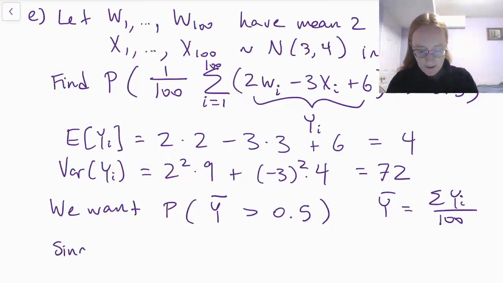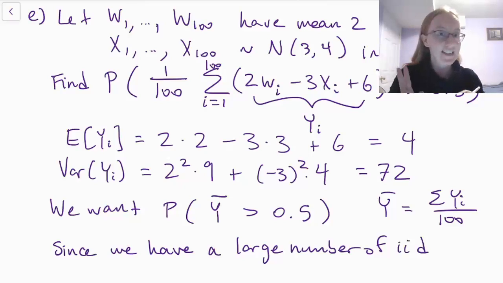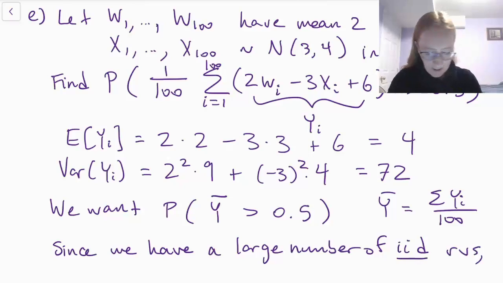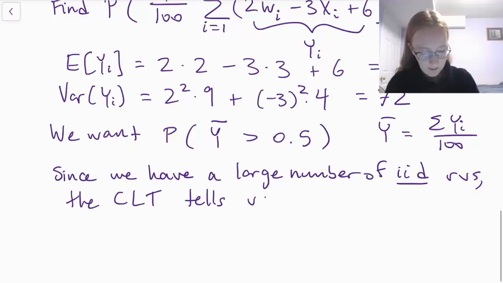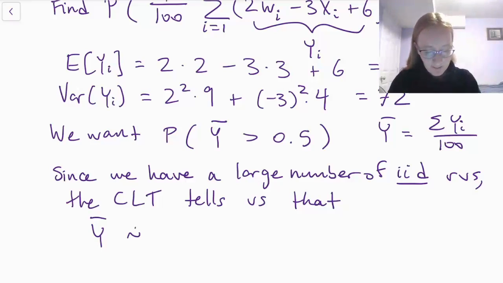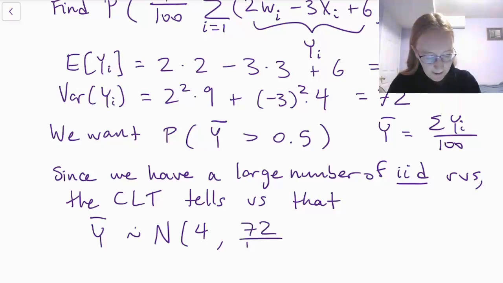So since we have 100 of them, not 100 specifically, but a large number of IID, that stands for independent and identically distributed random variables, the central limit theorem tells us that y bar is approximately, so it's not exactly, but it's approximately normal, with mean equal to the mean of y, which is 4, and variance equal to the variance of y, but then divided by n, divided by the number of them that we're adding up. So 72 divided by 100.